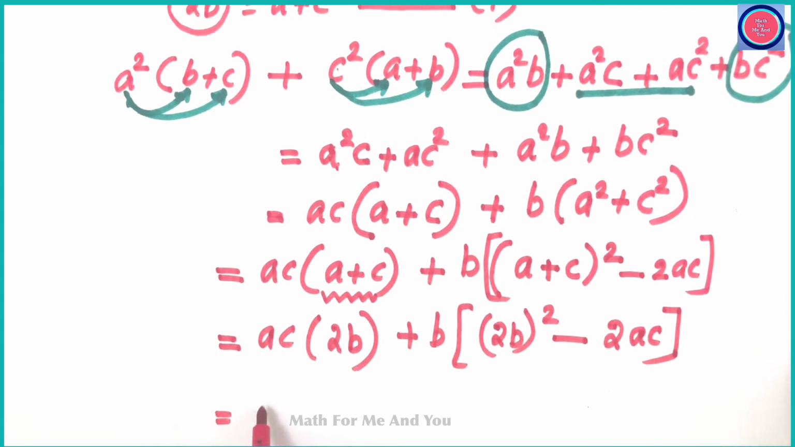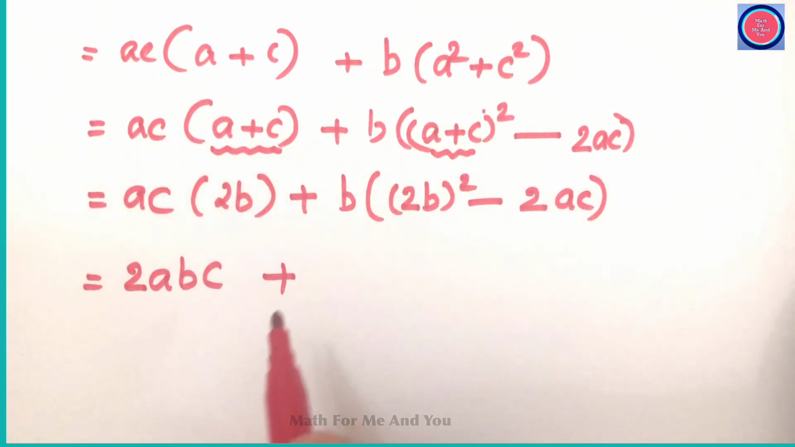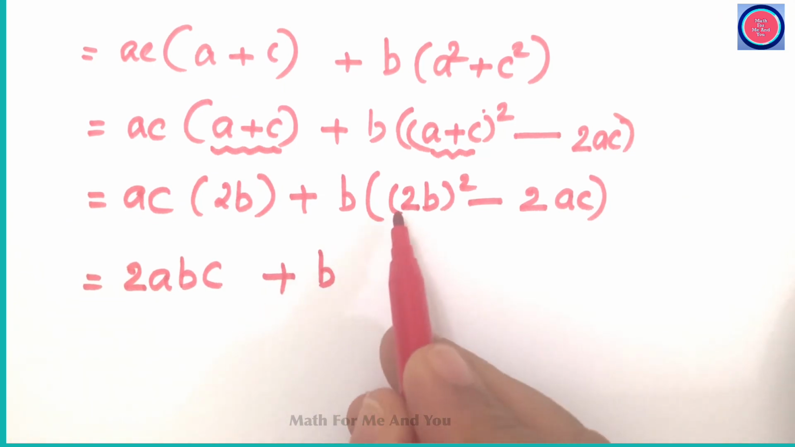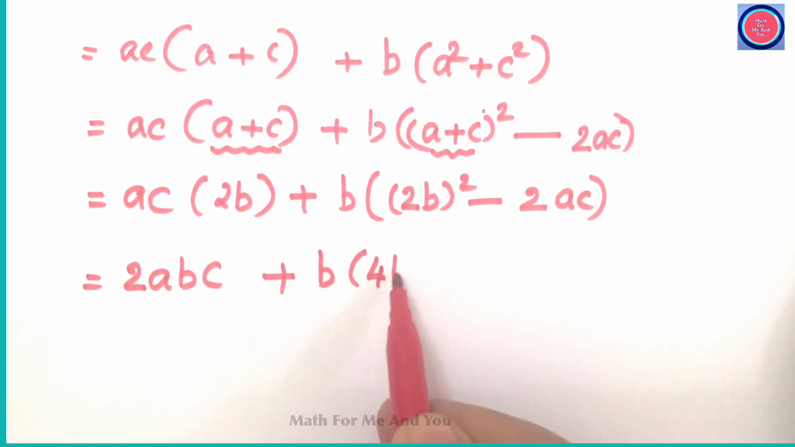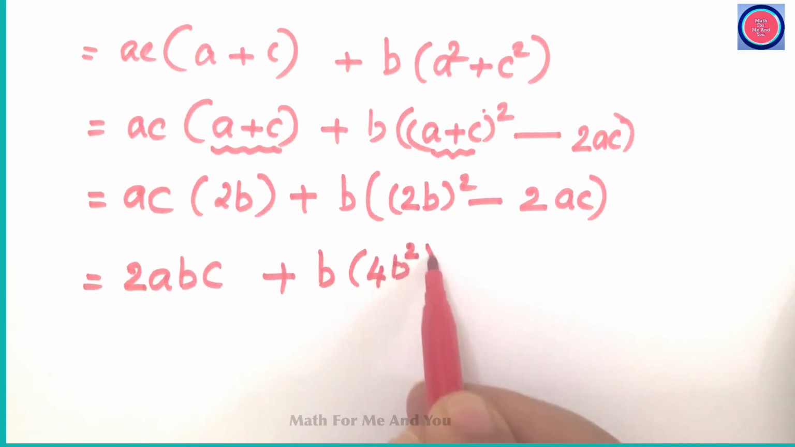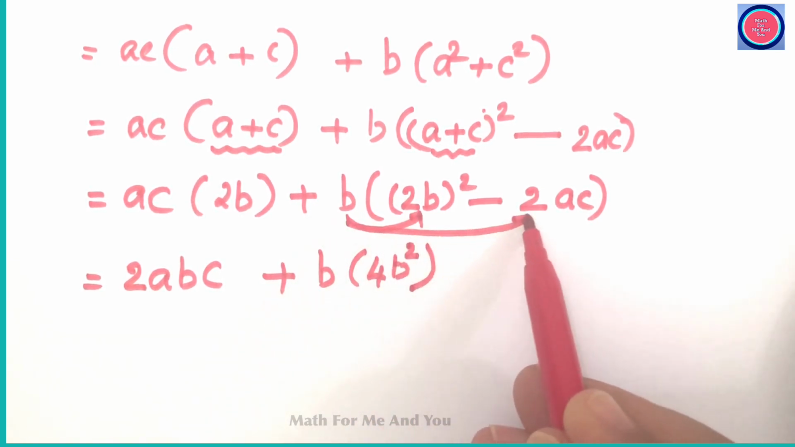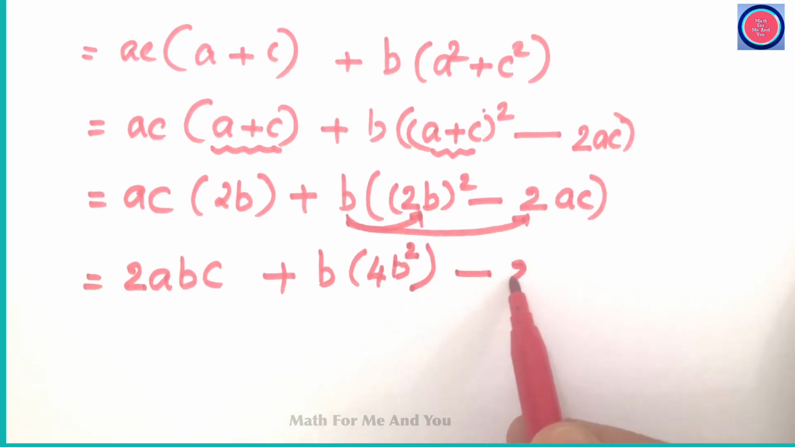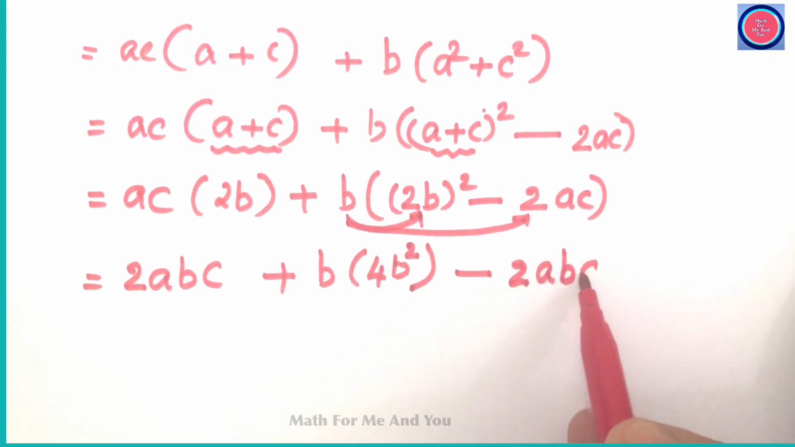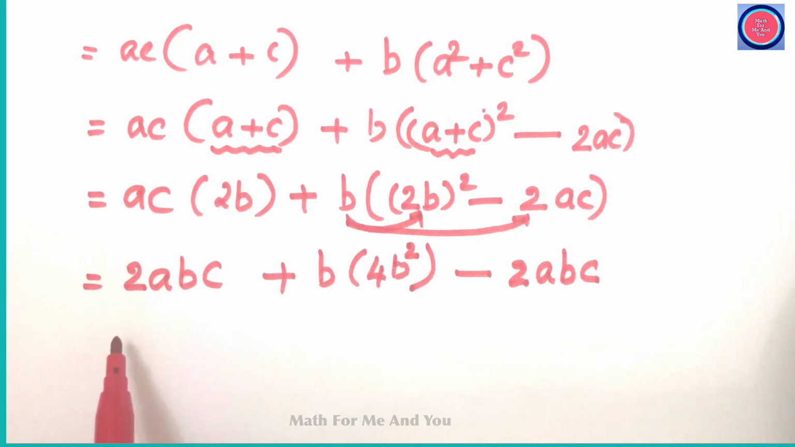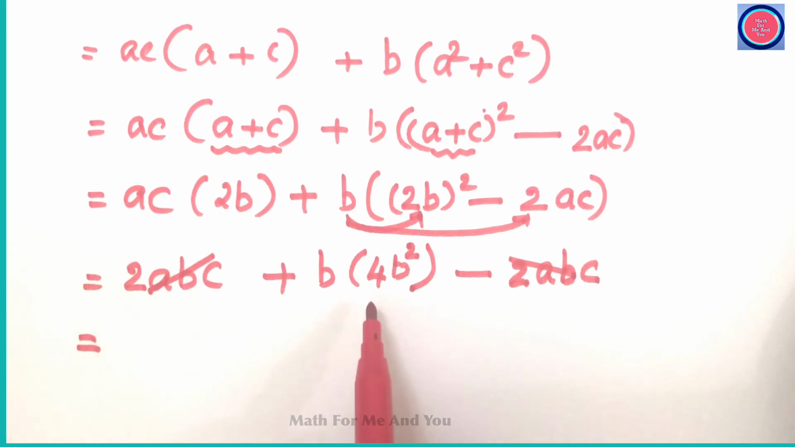Okay, we can multiply the first bracket. 2b times ac, so we can write 2abc. Plus b times (2b) the whole square is 4b cube. So we have multiplied b with (2b) the whole square. Now we have to multiply with minus 2ac. b times minus 2ac is minus 2abc. See, the first term plus 2abc cancels with the last term minus 2abc. Now the middle term, 4b square times b.